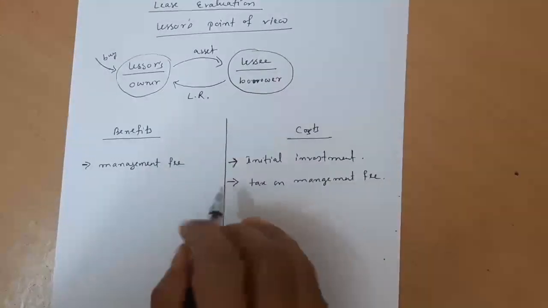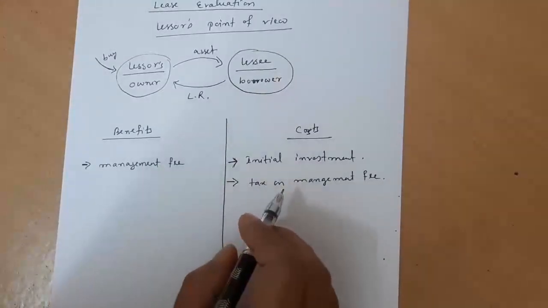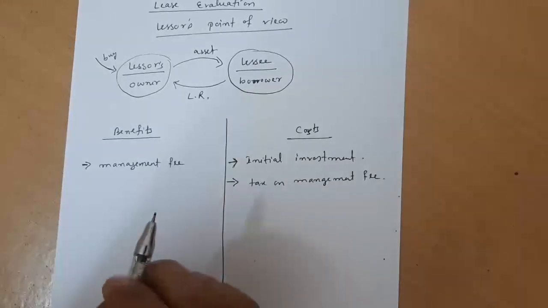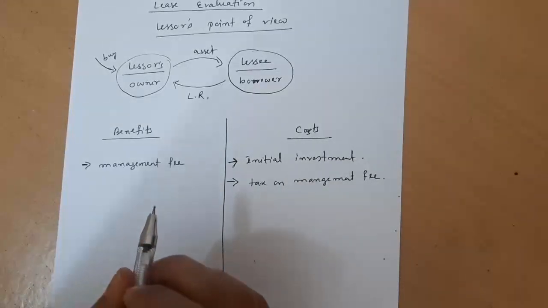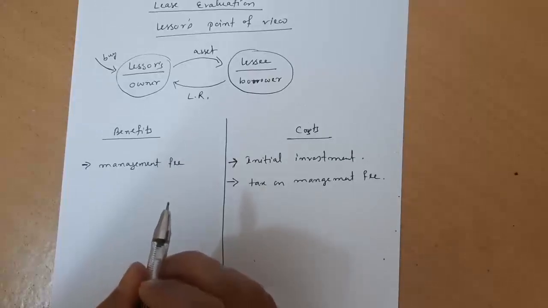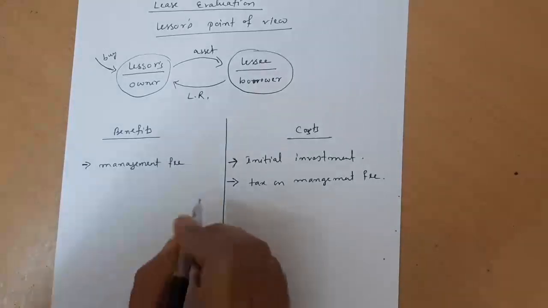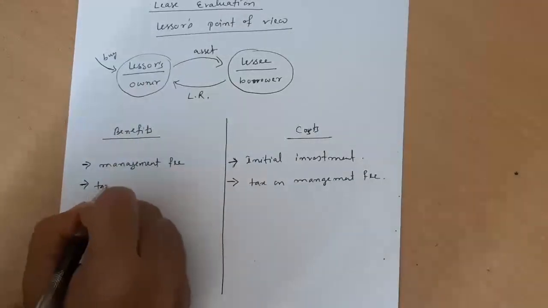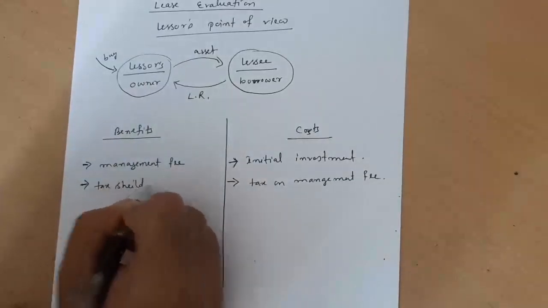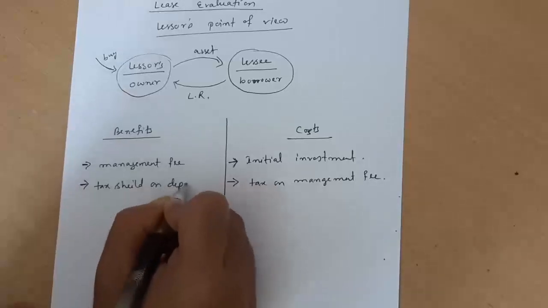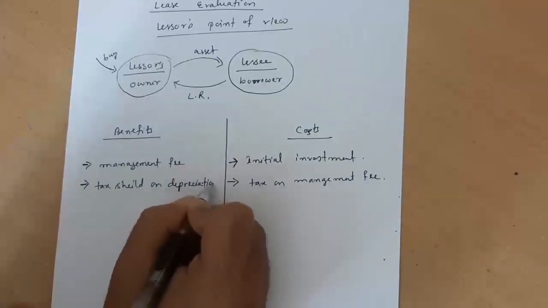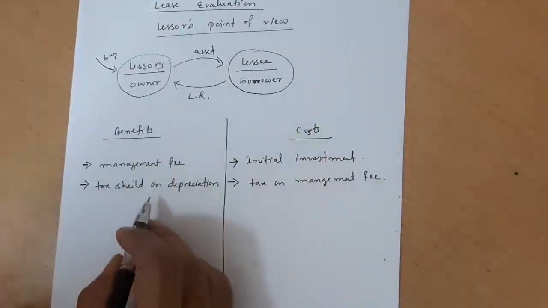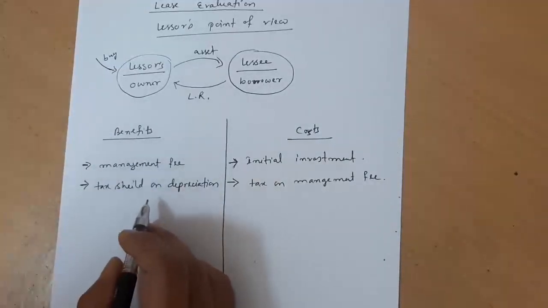But yes, whenever he considers the depreciation, he will be getting some tax benefit for that, because he will be showing the depreciation as an expenditure in his accounts. That expenditure will reduce his income, and that way it gives some tax benefit to the lessor. So that tax benefit will come as a benefit for the lessor. That will be the tax shield on depreciation. The tax shield on the depreciation will be a benefit for the lessor.